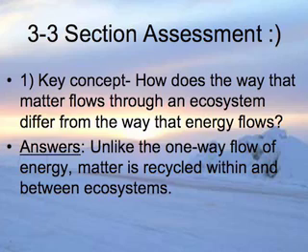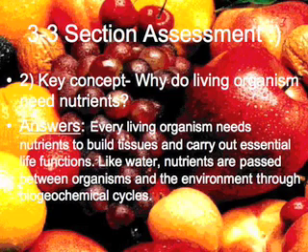Chapter 3-3, Section Assessment. Number 1. Key Concept. How does the way that matter flows through an ecosystem differ from the way that energy flows? Answer. Unlike the one-way flow of energy, matter is recycled within and between ecosystems. Number 2. Key Concept. Why do living organisms need nutrients? Answer. Every living organism needs nutrients to build tissues and carry out essential life functions. Like water, nutrients are passed between organisms through biogeochemical cycles.